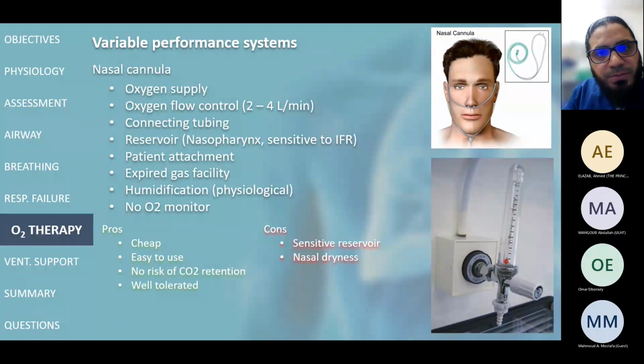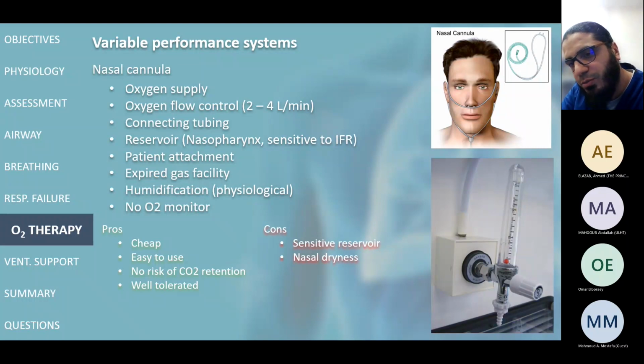I will start with the variable performance systems. They are very common, everybody knows them. The first one is the nasal cannula, and I've listed the components again to understand how this device works and what its limitations are. You can connect it to the oxygen source from the wall or a pressurized cylinder, and in the bottom right picture you can see the flow meter, where you can adjust the flow. And again, think about the flow. It's not the amount that you give to the patient, it's the speed of the gas traveling through the connecting tubes.